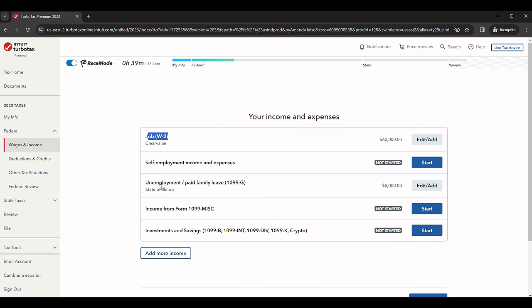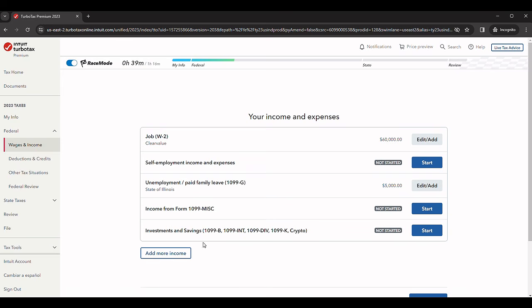Okay, so we got the job done. We got our unemployment done. Income from 1099-MISC. You'll receive this if you're an independent contractor or if you have a side gig or a YouTube channel, you know, you're self-employed, things like that. But here, we're not going to do it. We can dedicate a separate video to this because there's just so much that goes on with self-employment.